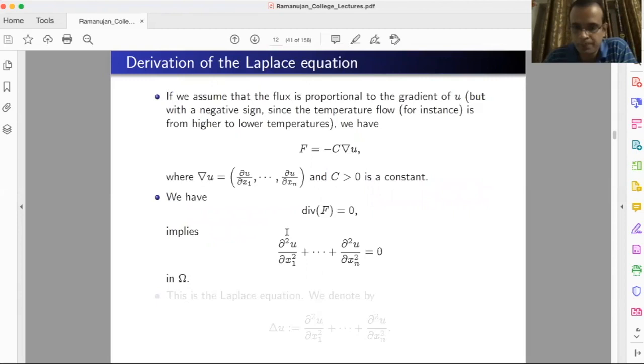So this is the famous Laplace equation, and we denote this by del U, the triangle U or del U, which is d square U dx1 square all the way up to d square U dxn square. Okay, so now next we come to the heat equation.